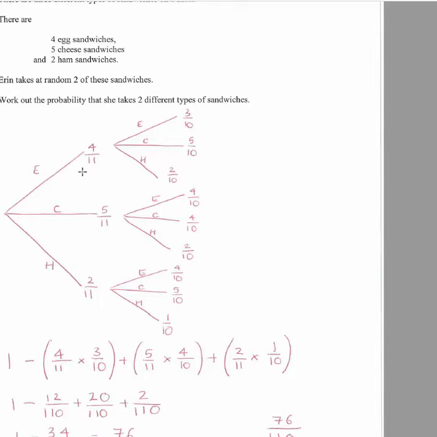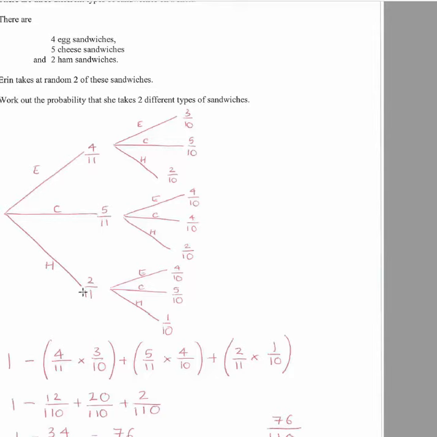So first of all, it's out of 11, and we draw a tree with 3 branches because he could have an egg sandwich, a cheese sandwich, or a ham sandwich, and we label it E, C, H for egg, cheese, and ham. And here we put the probabilities of getting each of those sandwiches. 4 out of 11, because there's 11 sandwiches and 4 are egg. 5 out of the 11 sandwiches are cheese, and 2 out of the 11 sandwiches are ham. So that's the first sandwich.